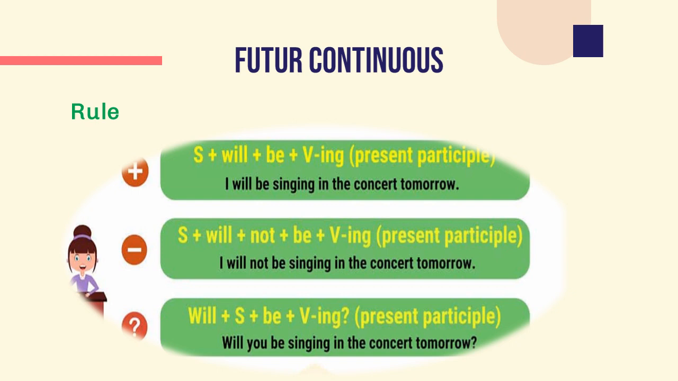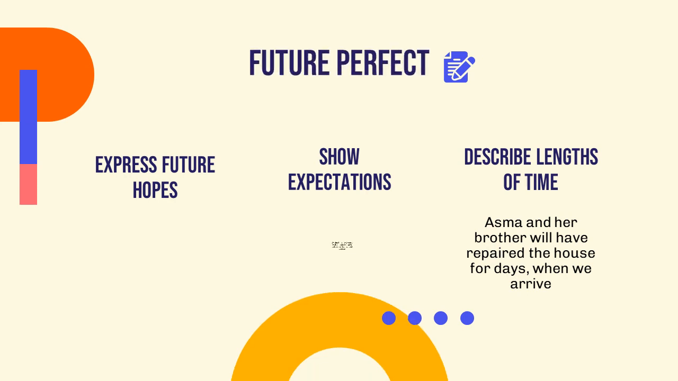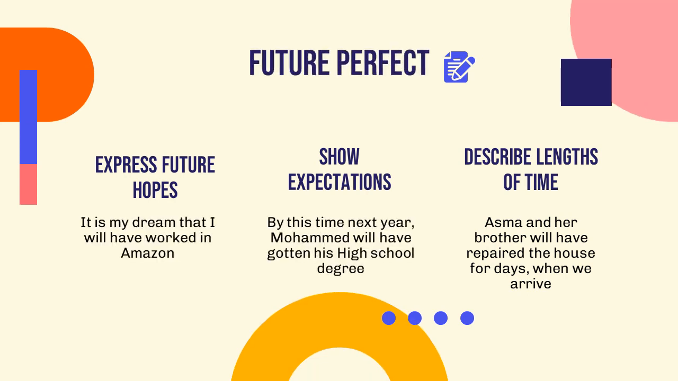Now this was future continuous. Move on to future perfect. Okay, so it's a little bit different from future continuous in the way we use it and also the grammatical rule. When do we use it? To express future hopes. A hope is a wish or a will or a dream.